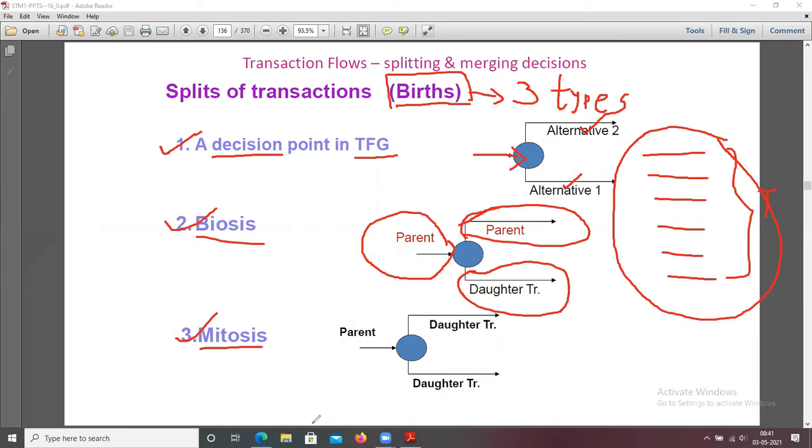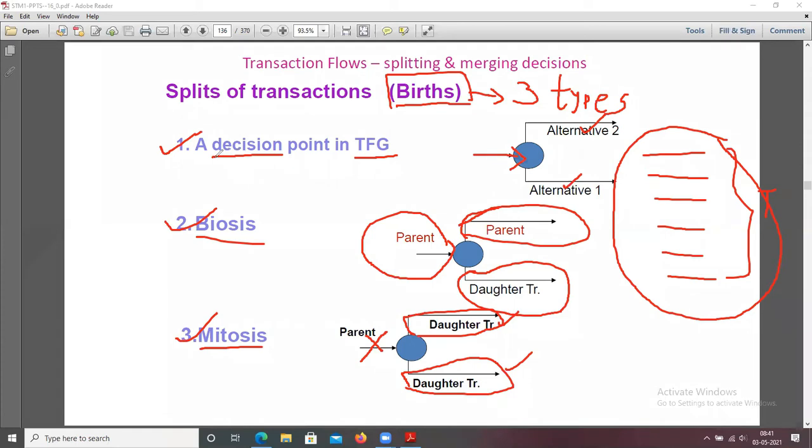And the third one, mitosis. Mitosis means the parent transaction is destroyed and two new transactions are created. One is a daughter transaction, and the other is also a daughter transaction. So this is about births of a new transaction.